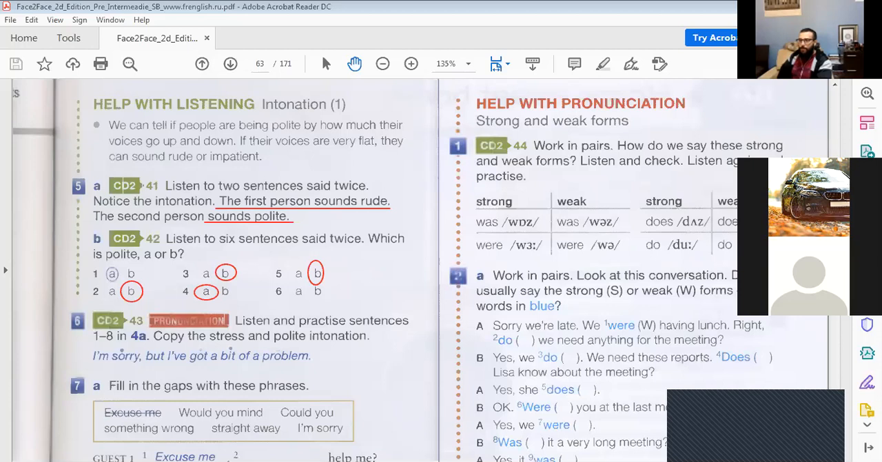Six. A. Would you mind sending someone to look at it, please? B. Would you mind sending someone to look at it, please?